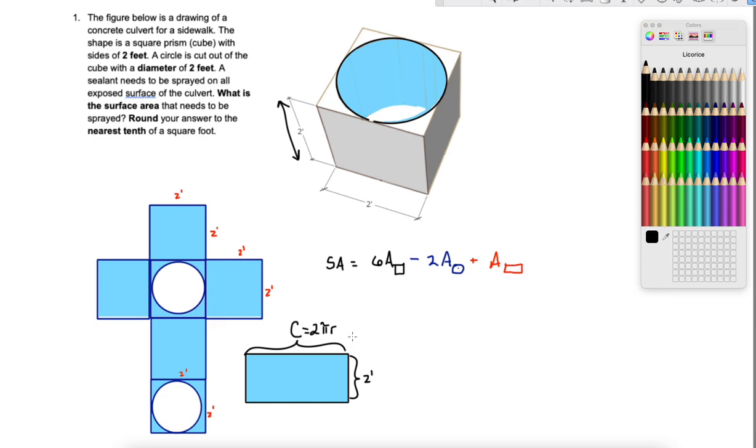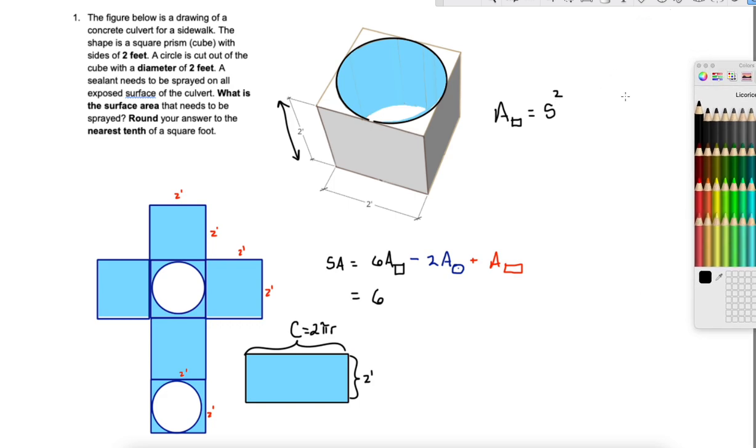And so on this step right here, we can make our substitution. So we have 6. So what's the area of a square? Okay, so the area of the square formula is s squared, where s is the length of a side. So in this case, our s is 2 feet. Okay, so we've got s squared minus 2.